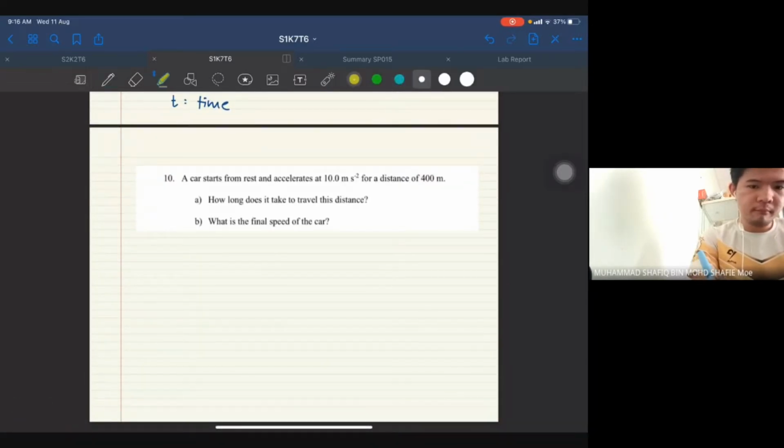So kalau dalam exam, maybe you can highlight ataupun you can underline. So kata sini, a car starts from rest. Okay, highlight everything yang mention about the motion, walaupun dia rasa macam kecil-kecil pun, highlight juga. Dan dia kata accelerates at 10 meter per second square for a distance of 400 meter.